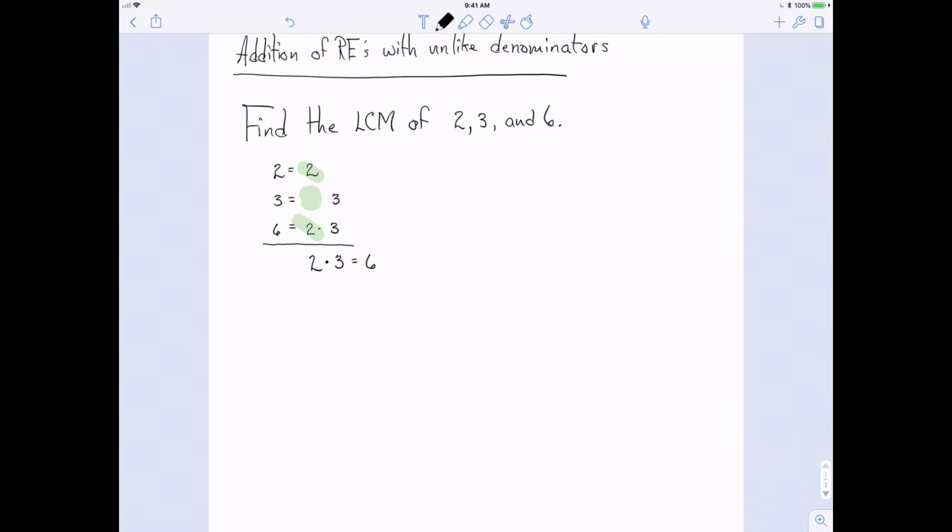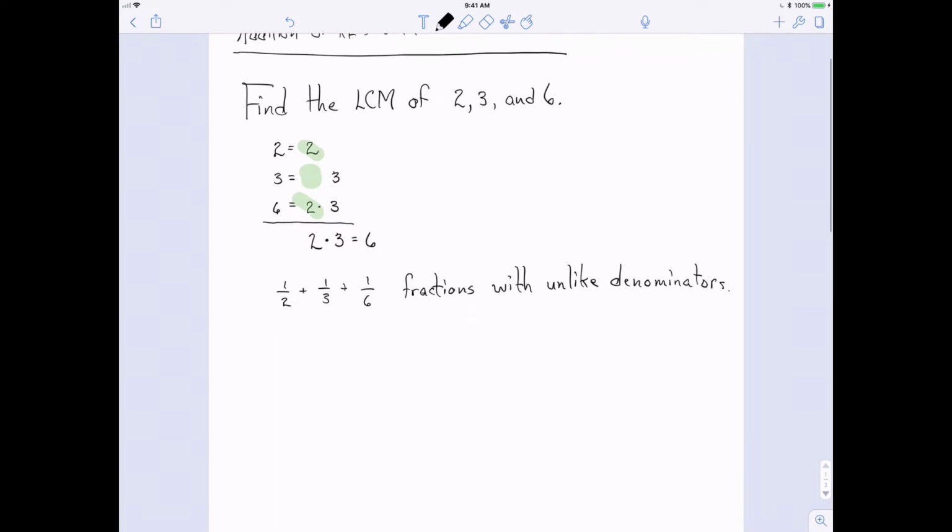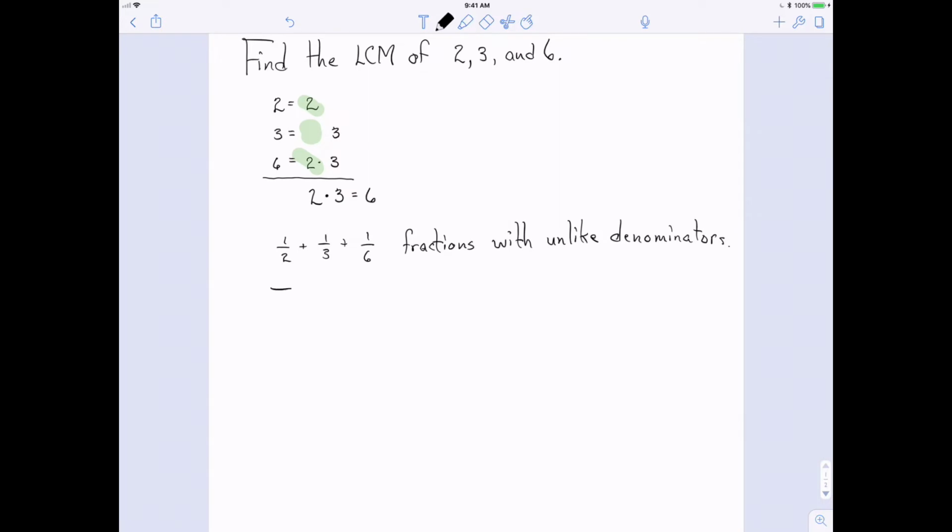So now let's change the problem slightly. What if I give you the problem of 1/2 plus 1/3 plus 1/6? So these are fractions, or rational expressions in the most simple form, with unlike denominators. So that means that we can't add them yet. We have to first find a common denominator.